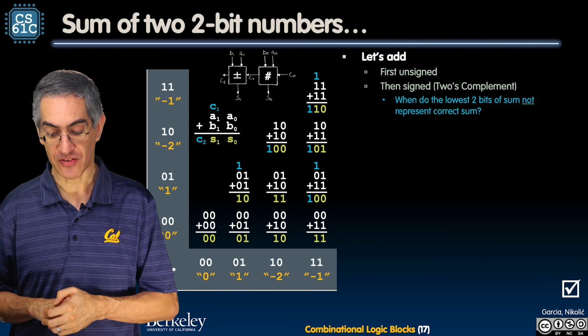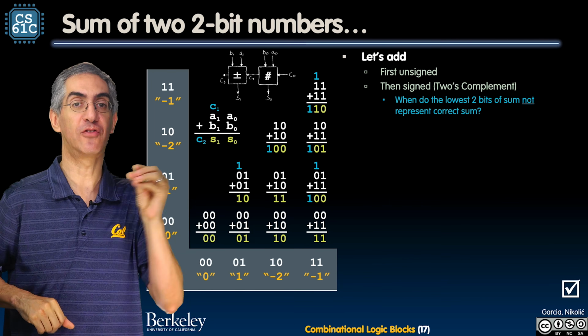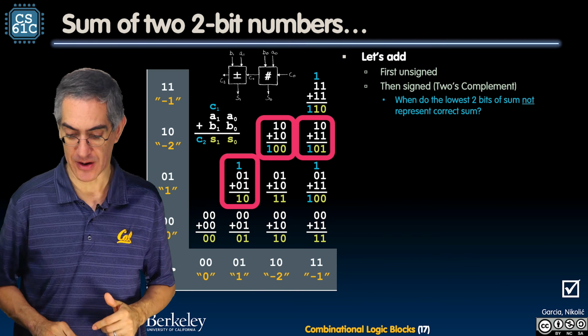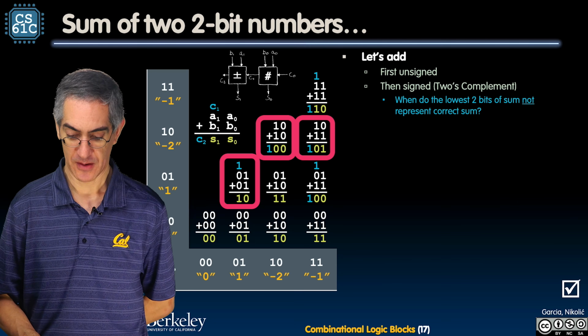When can the lowest two bits of the sum not represent the correct sum? You saw that: when 1 adds to 1, or when -2 adds to anything negative. Okay, we saw that already. In those cases, I circled them before. Here's the official circle from the animation.